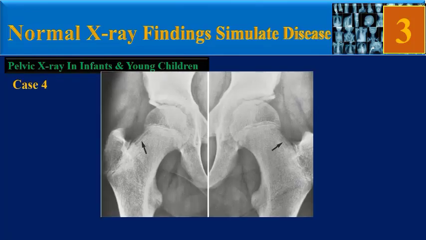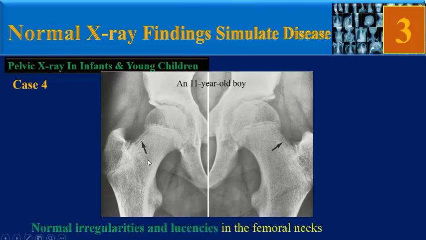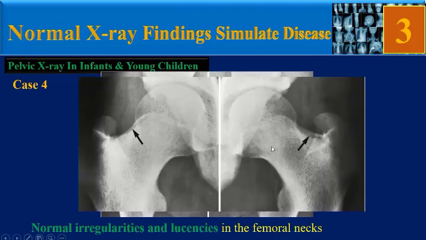Case 4. In this AP view of an 11-year-old boy, we can see normal irregularities and lucencies in the femoral necks. Another example of the same irregularities and lucencies in the femoral necks in a 16-year-old boy.